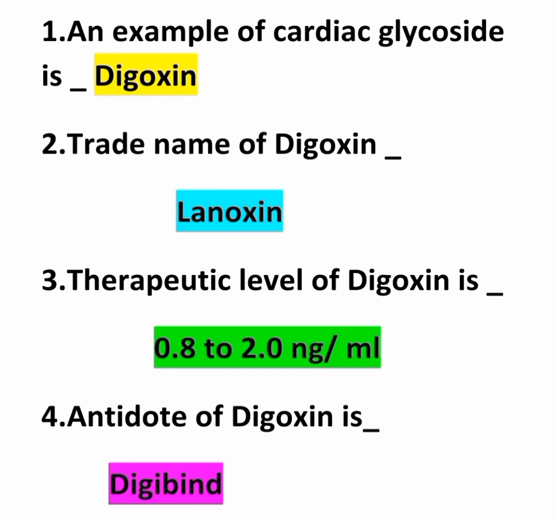First point, an example of cardiac glycoside is digoxin. So digoxin is one of the examples of cardiac glycoside. And the next point, trade name of digoxin is Lanoxin. And the next point, therapeutic level of digoxin is 0.8 to 2 nanogram per milliliter. That is therapeutic level of digoxin. And the next point, antidote of digoxin is Digibind.